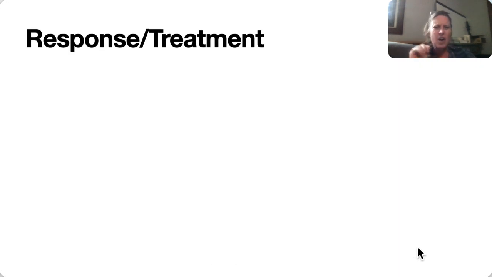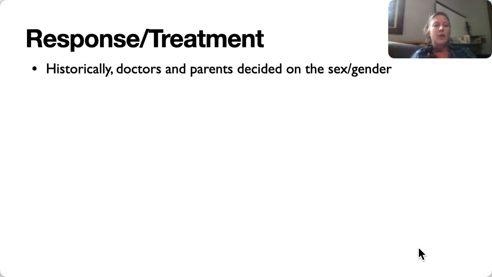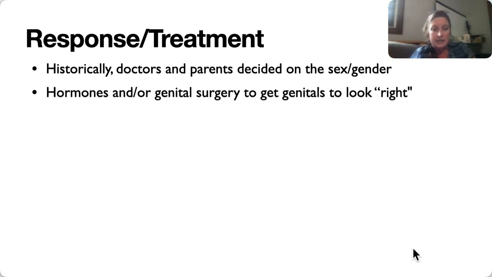Okay, I want to talk a little bit about the response or the treatment. So when someone is born and identified as intersex, which means that their genitalia have been considered ambiguous, undifferentiated, unclear, historically, doctors and parents decided on the sex or the gender. Oh, let's look at it. It looks closer to a girl than a boy, so let's go girl. Or it looks closer to a boy than a girl, so let's go boy. They would just make a decision based on what seemed closest.